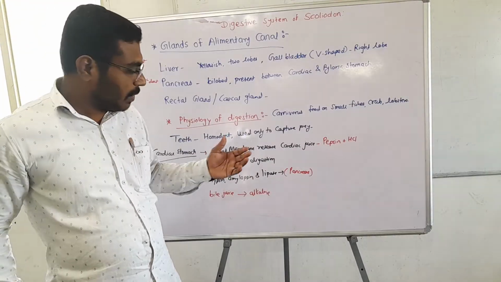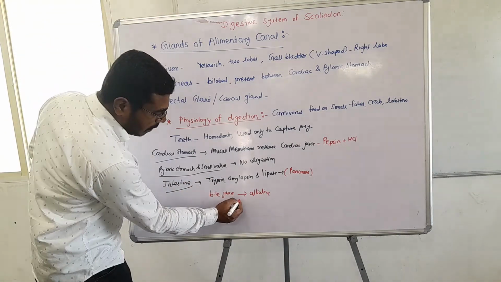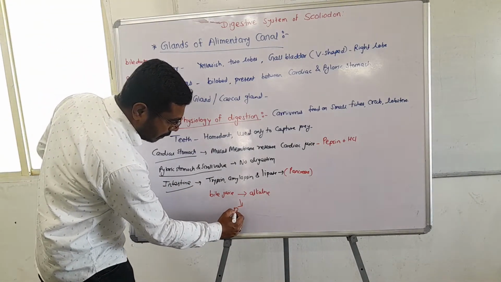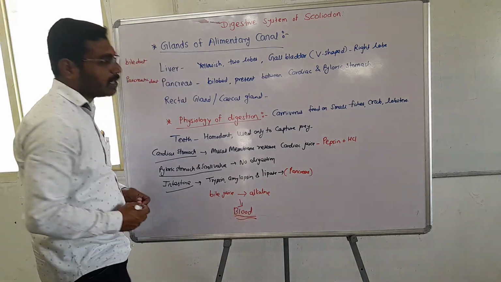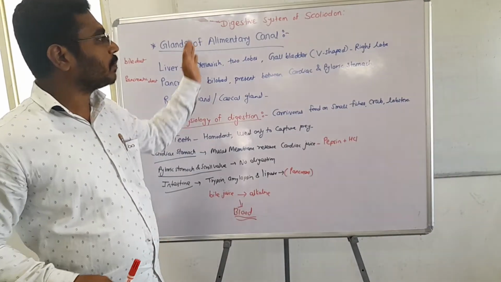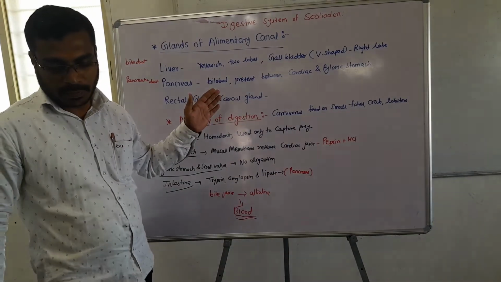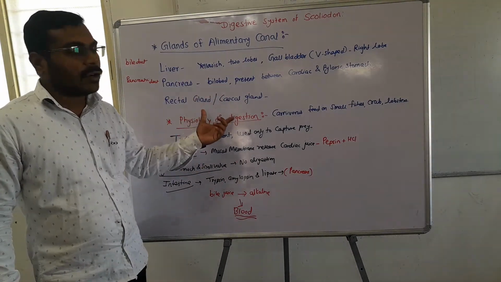In the next step, the digested food enters the bloodstream. These simple molecules enter the bloodstream and are provided to all parts of the Scoliodon's tissues. In this way, it is the physiology of digestion.